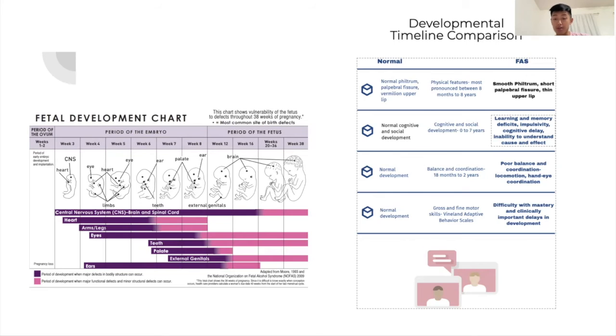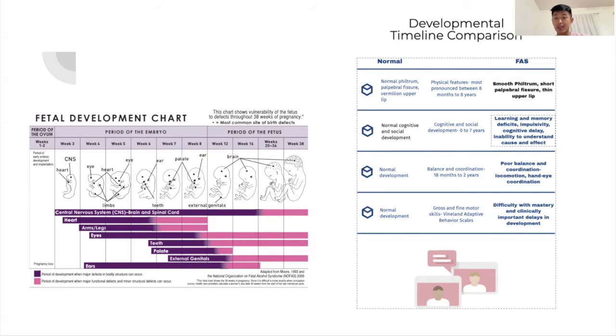As for balance and coordination, problems can be seen in locomotion and hand-eye coordination as early as 18 months to 2 years. This includes activities like walking and climbing stairs. This can be seen with using walls or rails as support for longer than necessary, and certain types of finger and hand grasps.